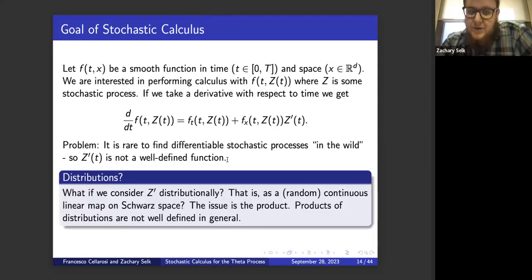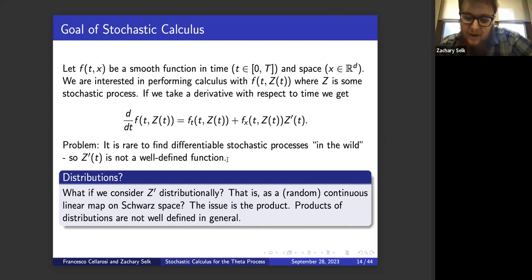So let me just mention what the goal of stochastic calculus is. So the goal is basically, if we have a smooth function of a stochastic process, here I'm just writing it as a general Z, we want to be able to define derivatives, right? We want to be able to take derivatives of functions of the process, right? But in general, it's very uncommon to find interesting stochastic processes that are differentiable. So Brownian motion is an example of something that's not differentiable. There's more general processes, fractional Brownian motion. These aren't super crucial for the point. Crucially, X, the theta process, is not differentiable, and that's very important.